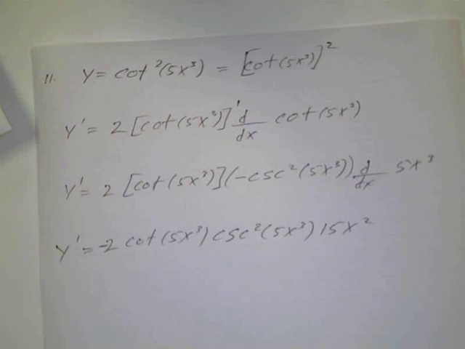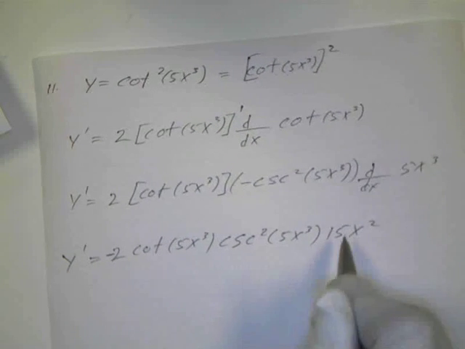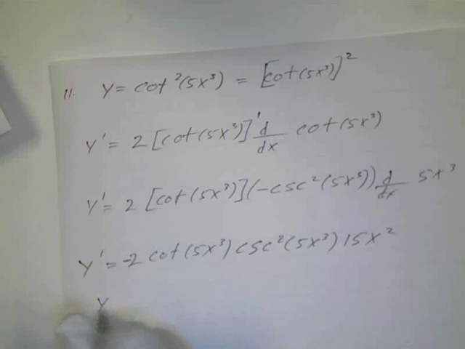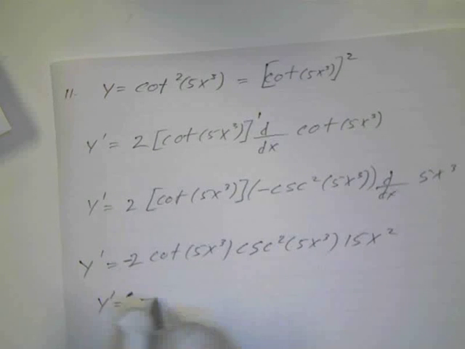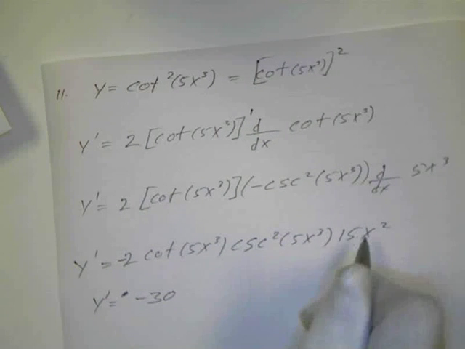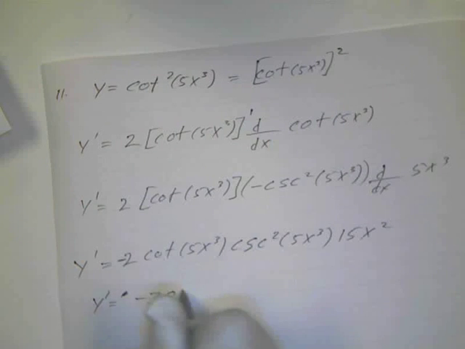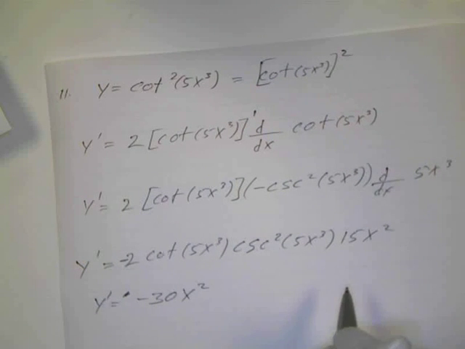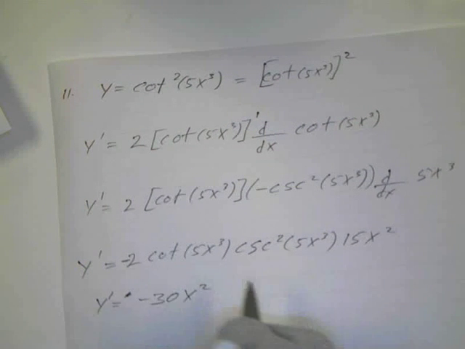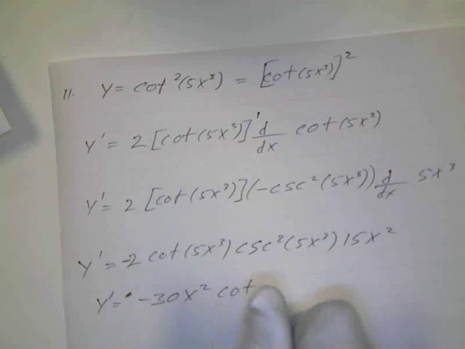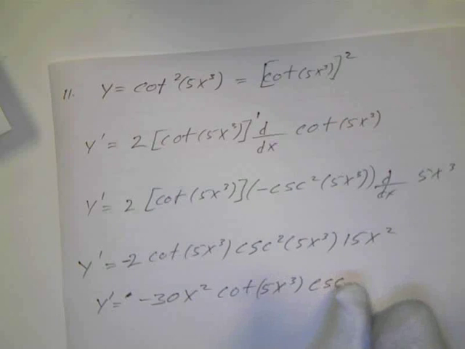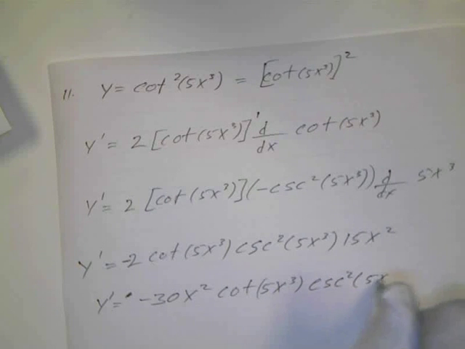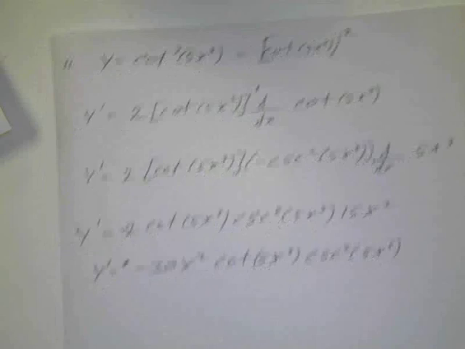So I think we finally got it now. So we can bring the 15 in front, so y prime equals, and negative 2 times 15 is negative 30, and we have an x squared. And then we can put the cotangent in front, so we've got the cotangent of 5x to the third times the cosecant squared of 5x to the third. Okay, so there's your final answer.